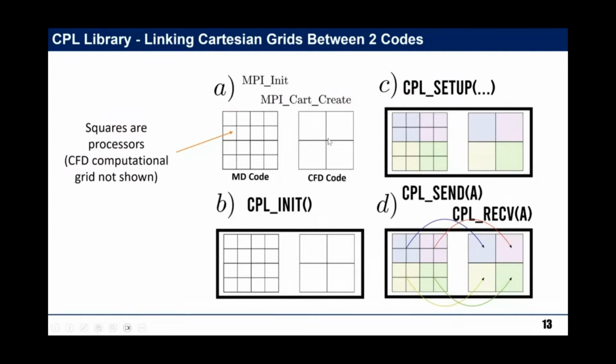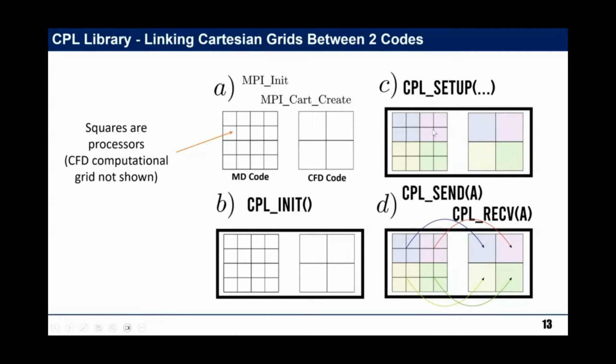When you call coupler initialize, what that does is it creates a single shared communicator in the way I've just discussed. So either by linking them together as two parts of the same MPI com world and splitting that communicator, or merging together two separate codes using the MPI port system, creating a single communicator that allows them to communicate with each other. In coupler setup, we pass in the MPI Cartesian communicators of both codes.